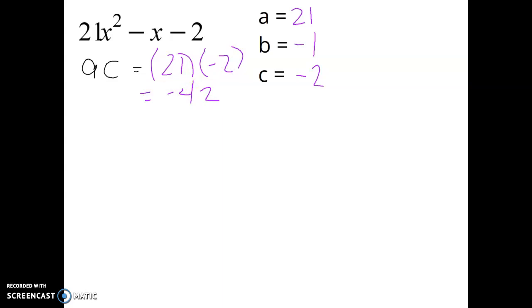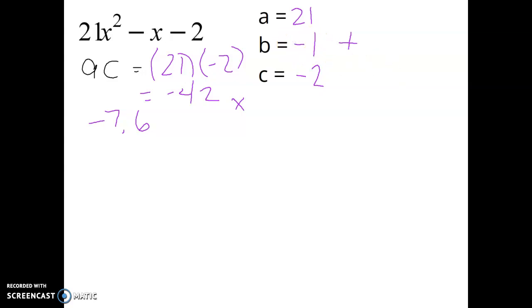Okay, now I want to try to find two numbers that multiply together to be -42 and add together to be +1. You might need to write down your times tables for 42. You might need to pick up your calculator and do some division, but after a little while, you're going to realize that the two numbers I need are -7 and +6. -7 times +6 is -42. -7 plus +6 is -1. That's exactly what I need.